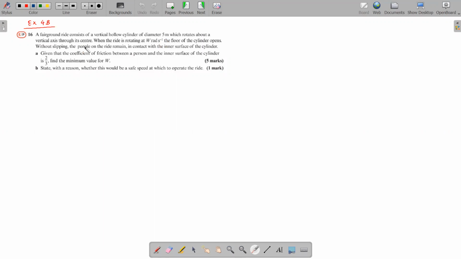You have a vertical hollow cylinder, and diameter 5 meter. It rotates about a vertical axis, right? So basically, you have a hollow cylinder. It's vertically there, so like this. Hollow means inside is completely empty. And this is the axis of the cylinder. When they say vertical axis, this is what we mean. Diameter is 5 meter, which means radius is 2.5 meter, right?